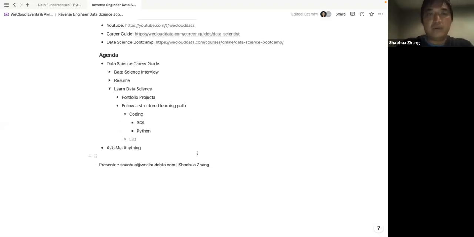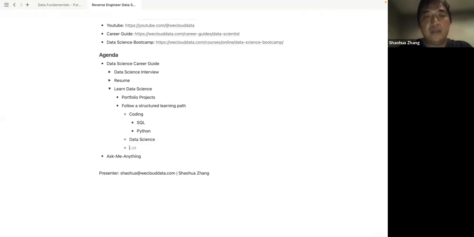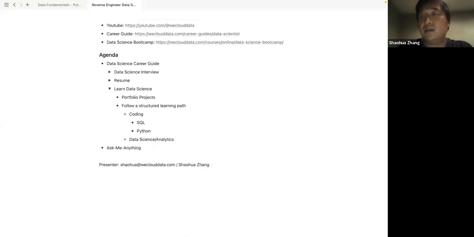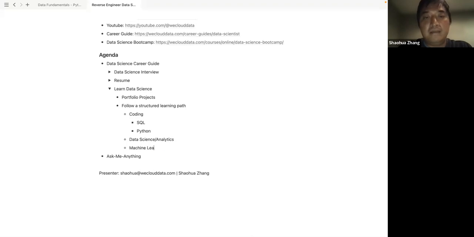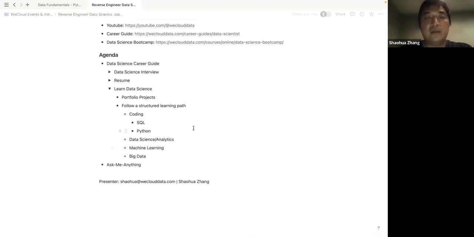So from a programming perspective, SQL and Python, and then of course you need to know data science, or in this case, I would group data analytics and data science into one category, and then we have more specialized machine learning, and then big data. So I think these are some of the things a data scientist will need to know. But you should prioritize your time, right? So to begin with, you have to learn SQL and Python. I would usually recommend someone starting from SQL first and then move on to Python.